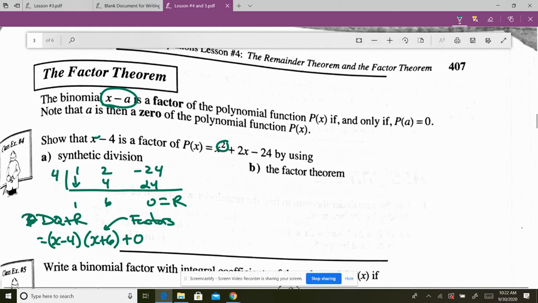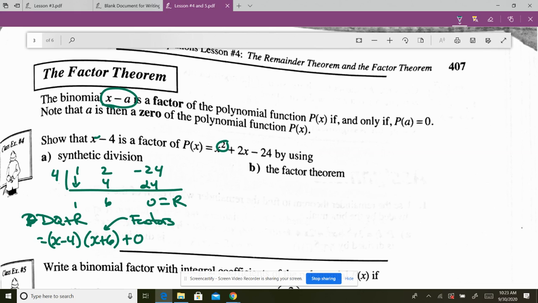Okay, this is called the factor theorem. If your remainder is 0, then whatever that a value is, or x minus a, is a factor of that polynomial. And that's why we do this in grade 12. We want to factor polynomials, because when you factor polynomials, you can get x-intercepts and all that kind of stuff when you're graphing, which is what we're going to do.